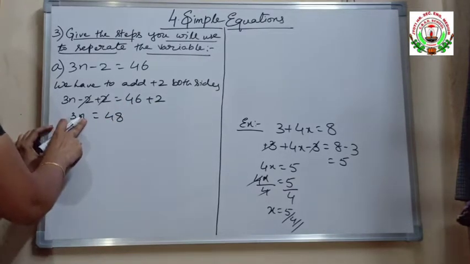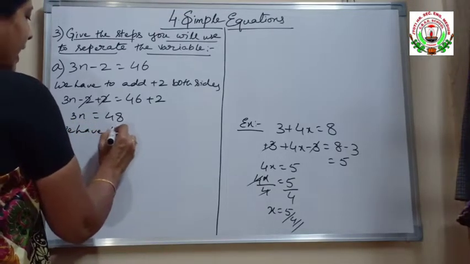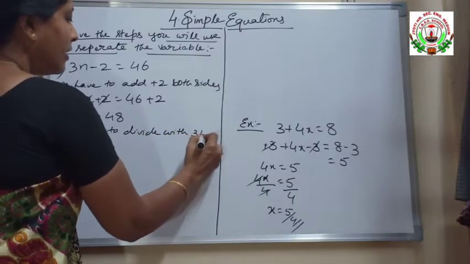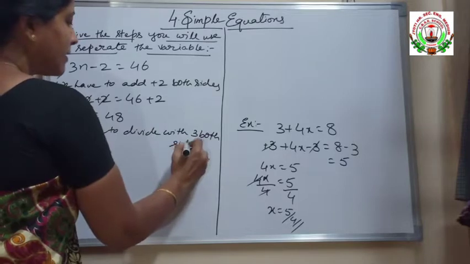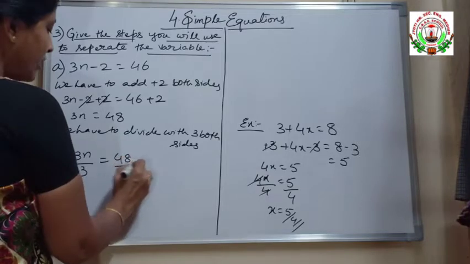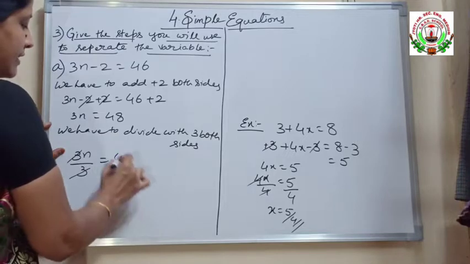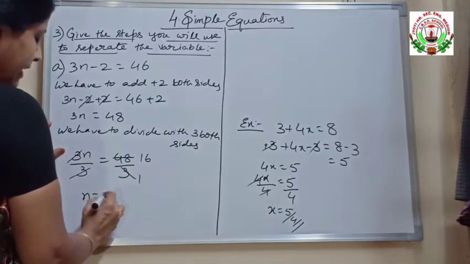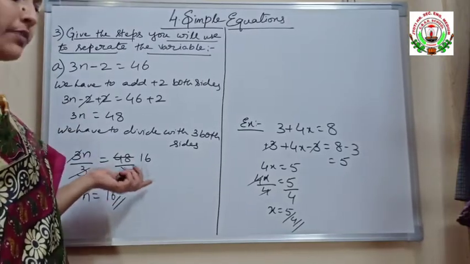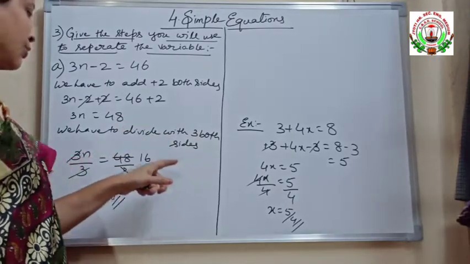Now 3 is in multiplication with n, so we have to divide. So next step, we have to divide with 3 on both sides. So this will be 3n divided by 3 is equals to 48 divided by 3. 3 is in the numerator, 3 is in the denominator. 3 ones are 3, 3 16s are 48. So n is equals to 16. This is your answer. These types of questions we are going to solve in the third question as well as in the fourth question.